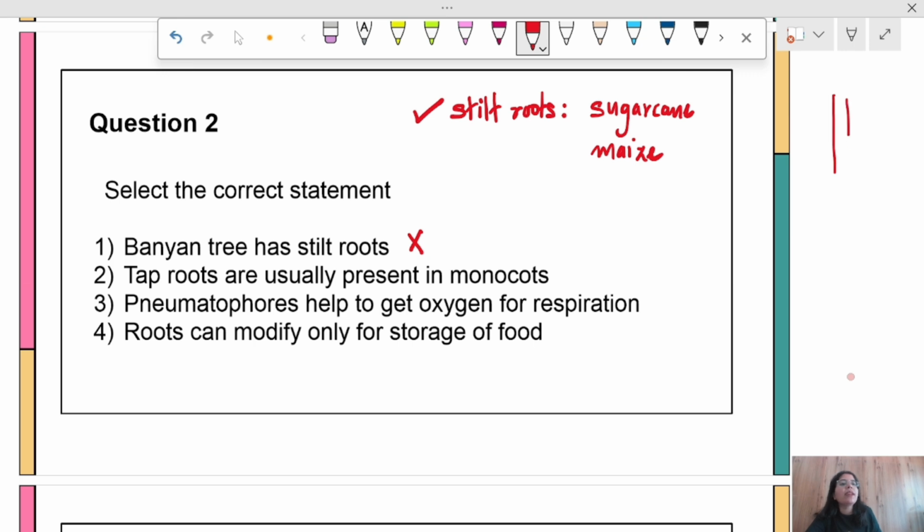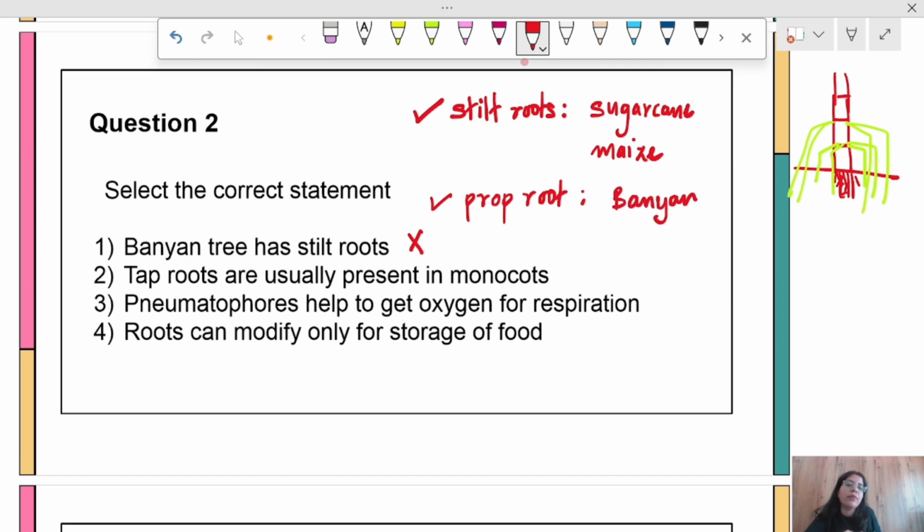So in this, let's suppose this is a plant and these are the fibrous roots present here, and the tall stem is there like this, right? From these nodes you will see some more roots come. Only from the basal nodes these roots will come to support this thin long stem, right? So banyan tree has another type of root which is called prop root or pillar-like root. This is there in banyan tree.